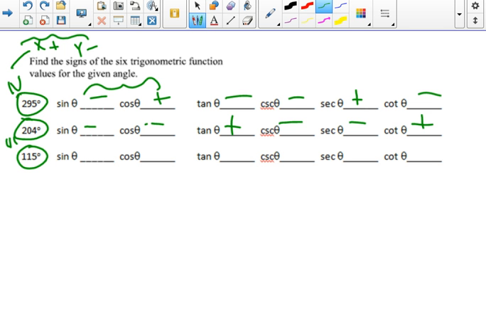115, that's in the second quadrant, where sine is positive, the y's are positive, and x's are negative. Tangent will come out negative. Cosecant will do the same thing as the sine. The secant will be the same sign as the cosine. Cotangent will be the same sign as the tangent.